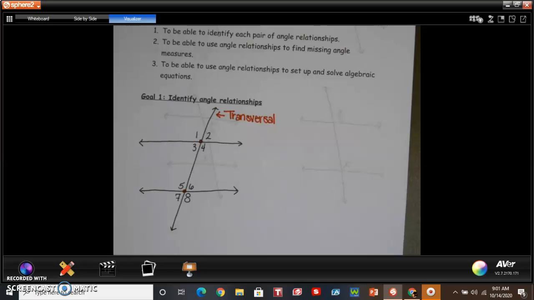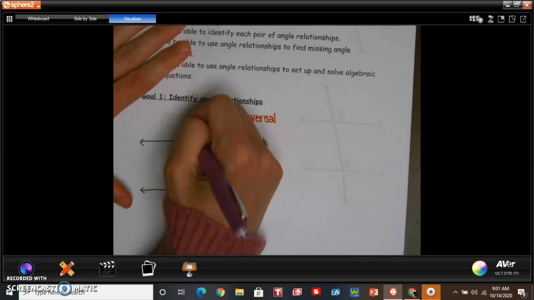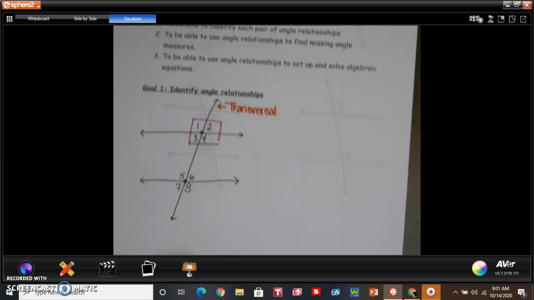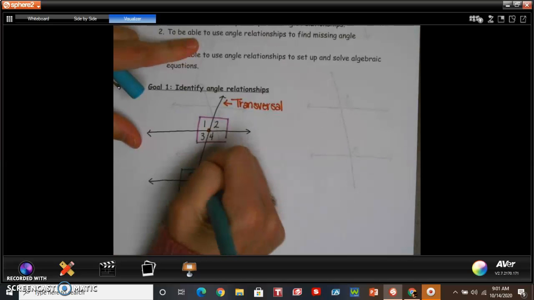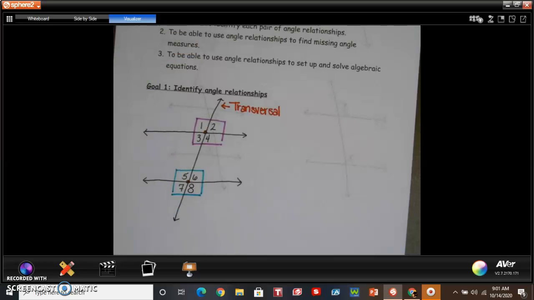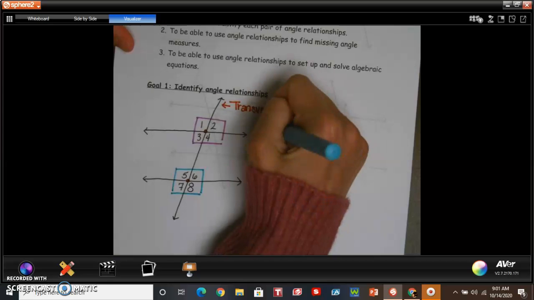And what it's doing is it's creating 2 families. So this intersection here creates this family of 4. And this intersection down here creates this family of 4. And we're talking about the relationships between these 2 families. So our first relationship we're going to talk about is called corresponding.